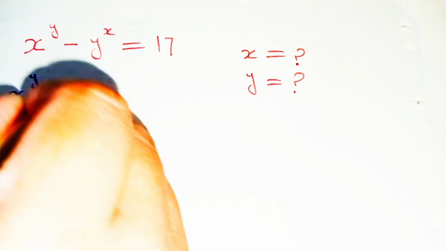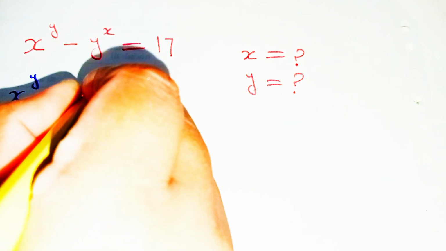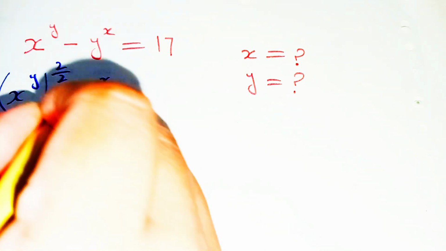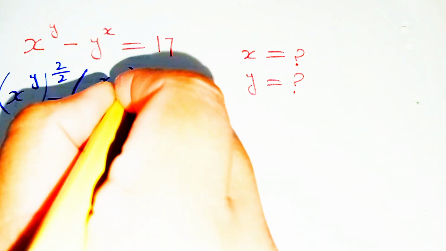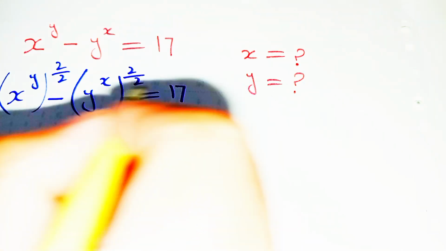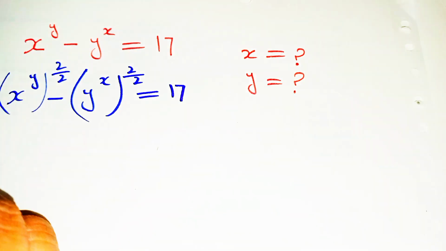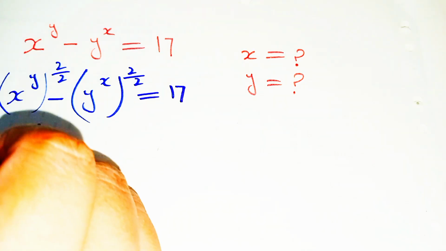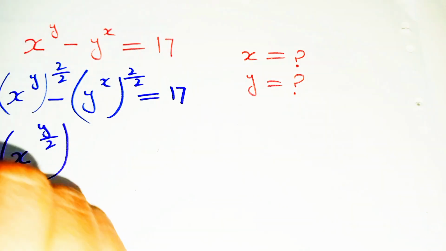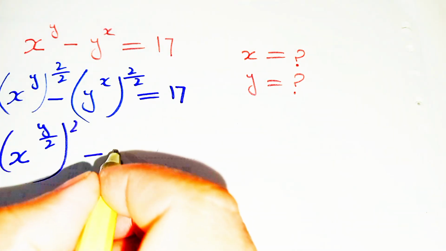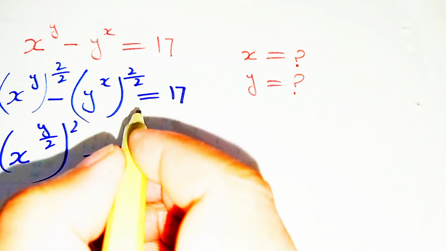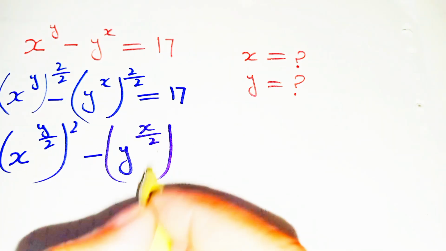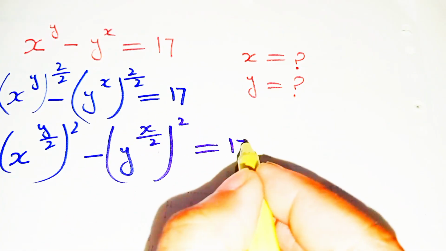x to the power of y minus y to the power of x, and here we take both as squares, with 2 over 2, equal to 17. Now we can multiply the powers, so (x to the power of y over 2) whole to the power of 2, then minus (y to the power of x over 2) whole to the power of 2, is equal to 17.